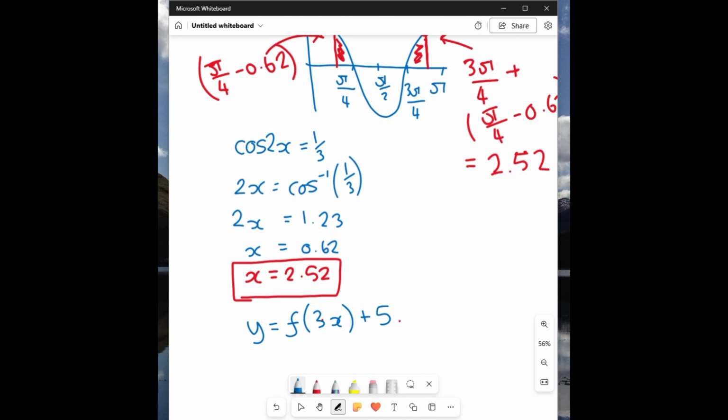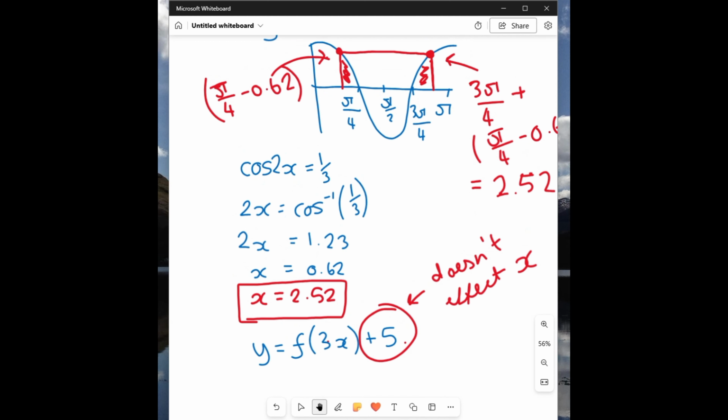This doesn't affect x, so we don't really need to worry about that. I'm not bothered about that bit. So it's really just that f of 3x that I need to worry about.